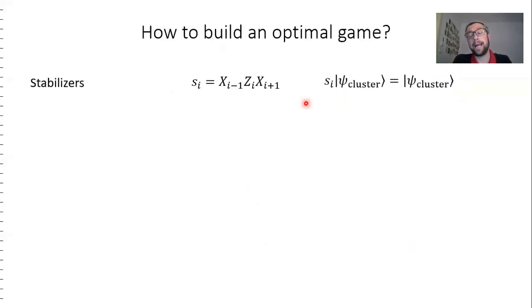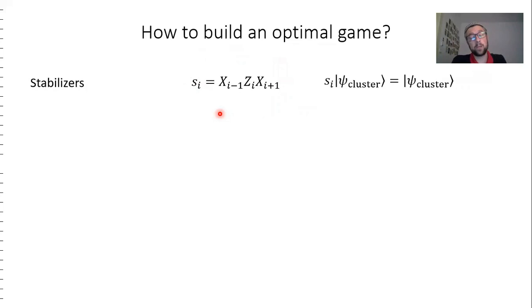We have done that using a property of the cluster state. The cluster state is a state that is a mutual eigenstate of the so-called stabilizer operators. Stabilizers are operators that commute between themselves and square to 1. Hence, by knowing the eigenvalues of these stabilizers, one can uniquely determine the quantum state.